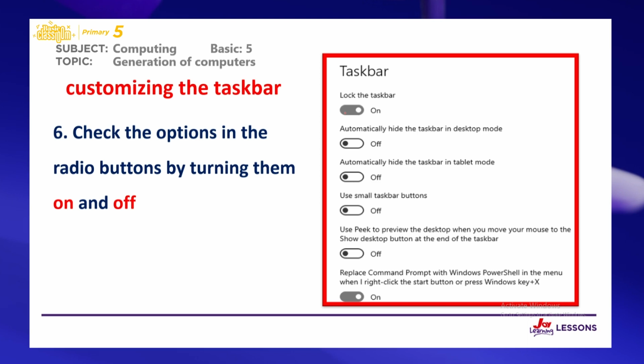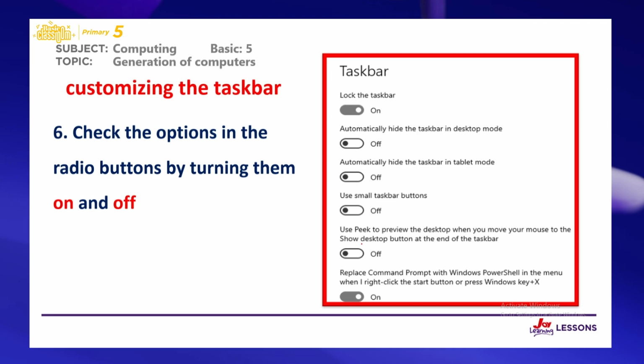Then we have automatically hide the taskbar in desktop mode. Now it's off. If you want to turn it on, you select it and it will be on. Another one, automatically hide the taskbar in tablet mode. For now, it is off. If you want to turn it on, you select it and it will be turned on. We have the next option, use small taskbar buttons. Now it's off. If you turn it on, it's going to appear.